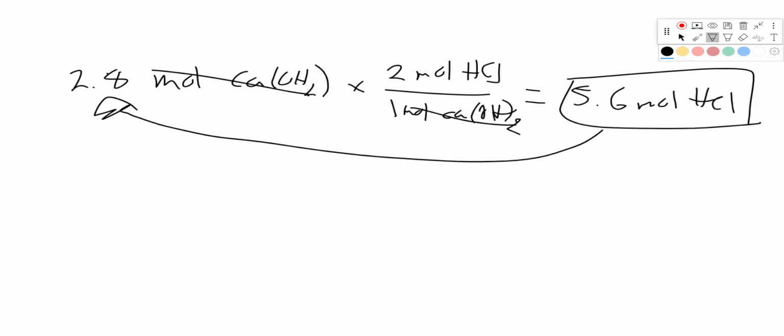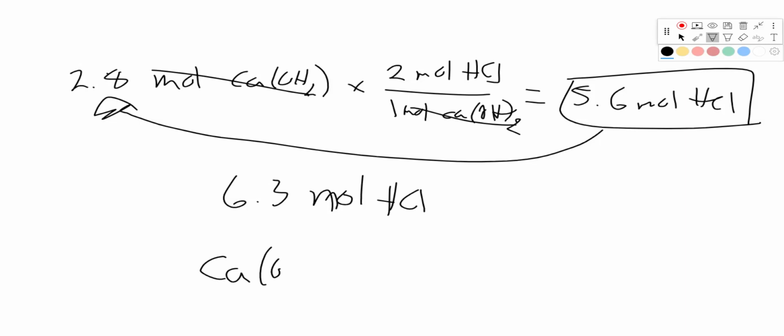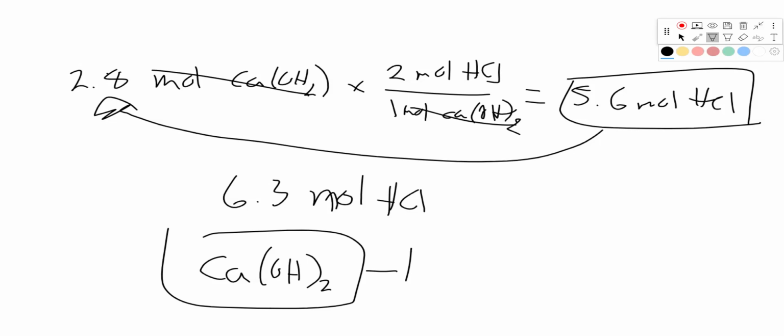hydroxide. And when I look at the problem, they told me I started with 6.3 moles of hydrochloric acid, which means I have more hydrochloric acid than I need to react with the amount of calcium hydroxide I have, which makes calcium hydroxide the limiting reactant. This is my limiting reactant. Okay?